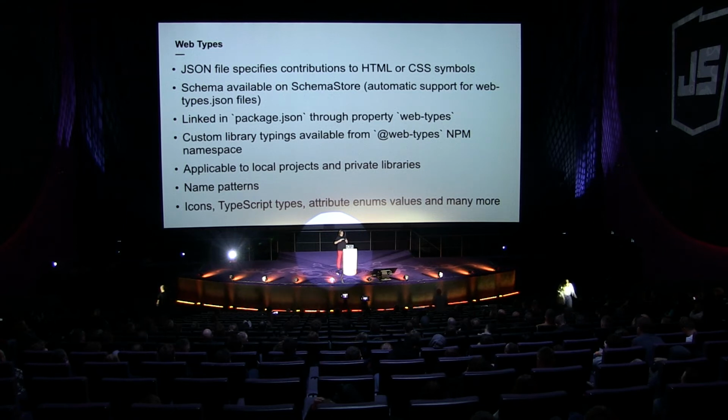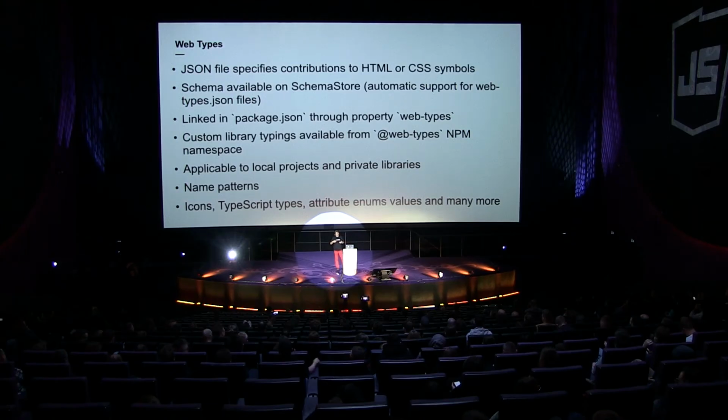And the library typings, similarly to what is happening with TypeScript type definitions, are available at web types if someone doesn't want to ship web types with their library. You can also use it for local projects. So when you have some custom stuff and you actually want this to be visible to you or other developers working with you on a library, then you can also use them in your local projects or private libraries.